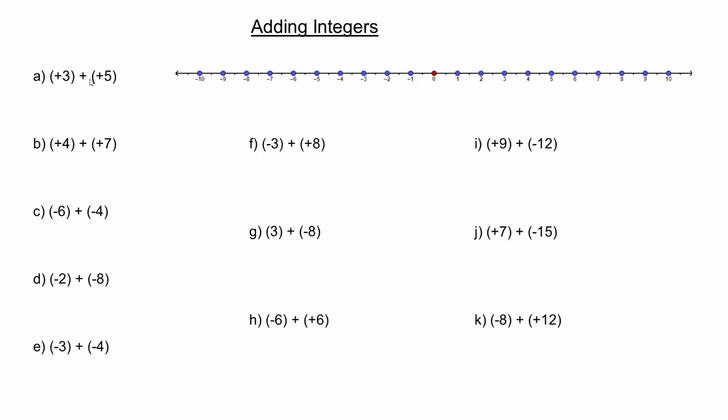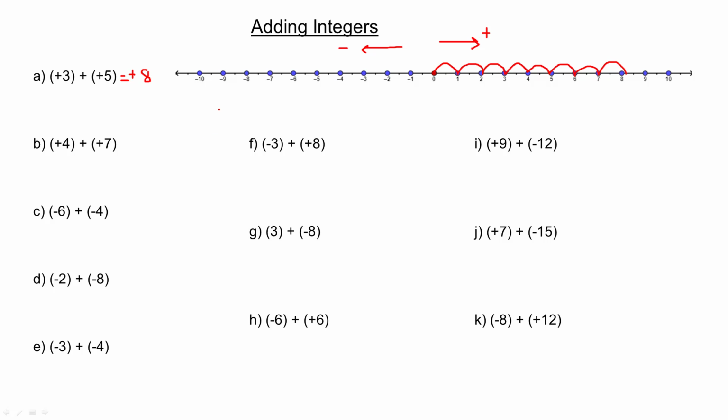So positive 3 plus positive 5. What we would do with the number line is positive 3. So here's 0, and of course this is the positive direction and that's the negative direction. So positive 3, we'll go 1, 2, 3, and then I want to add 5 to that. From where I ended at the end of the 3, I want to go 5 more. So 1, 2, 3, 4, 5. Notice I'm ending at positive 8. So positive 3 and positive 5 would add to positive 8.